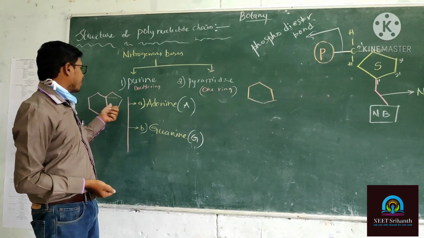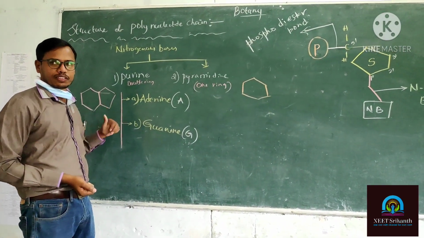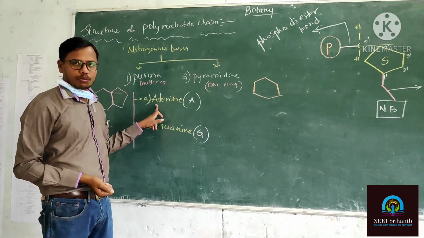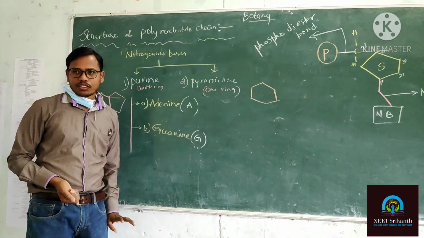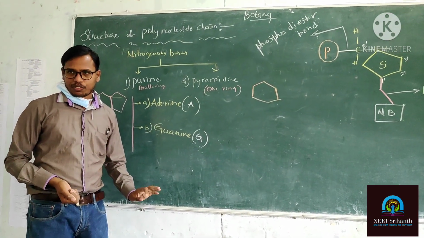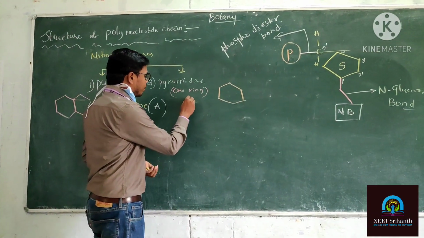So how many rings do purines have in their structure? Two rings, a double ring structure. Adenine has a double ring structure. Guanine also has a double ring structure. It is clear. Okay, now let's discuss the pyrimidines.